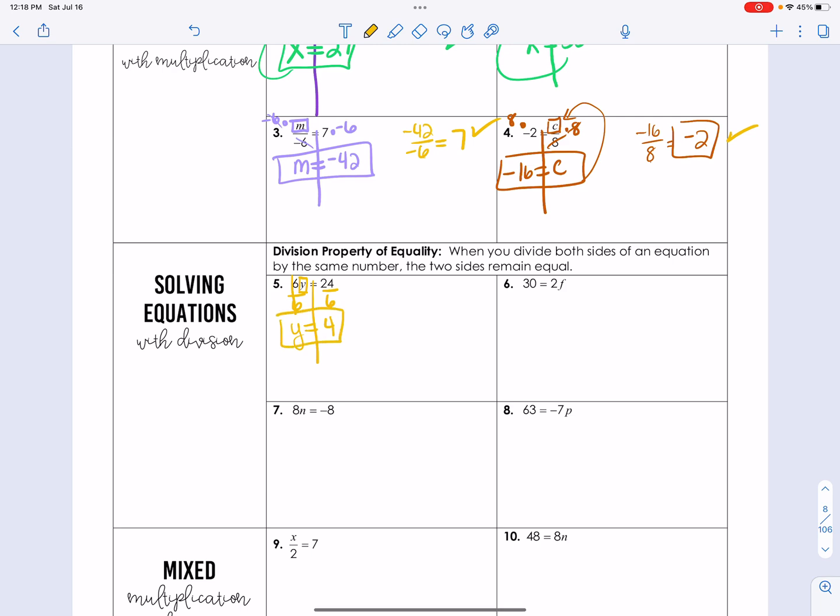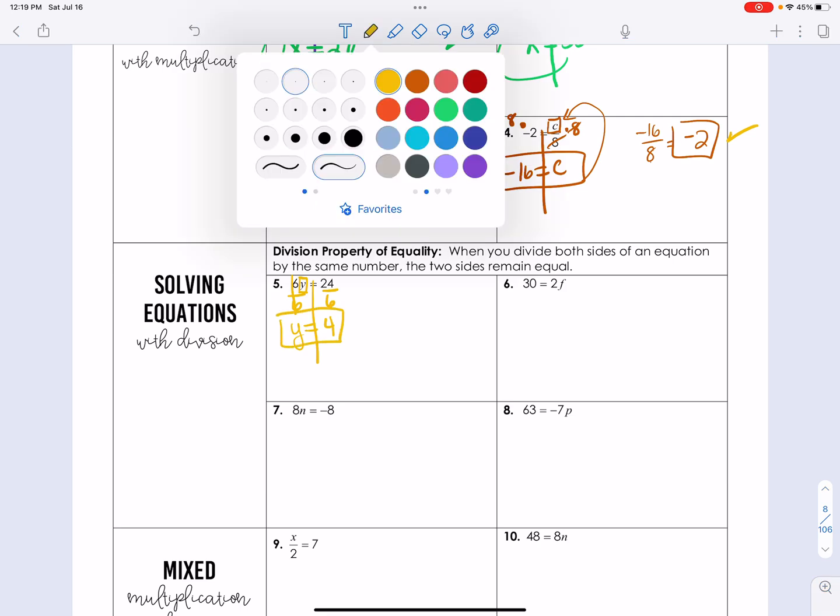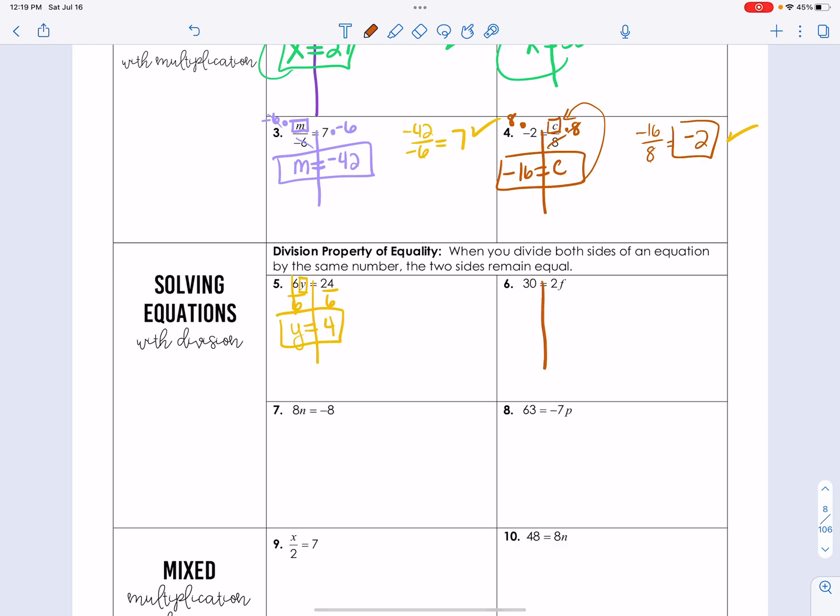Okay? So on this next one, I'm drawing my line, I'm boxing my variable. What am I doing to f? I'm doubling it. I'm timesing it by 2. So I'm going to undo it by dividing by 2, and 15 equals, these 2s cancel, f. I can check it by plugging it back in. 2 times 15 equals 30. Yep, check.